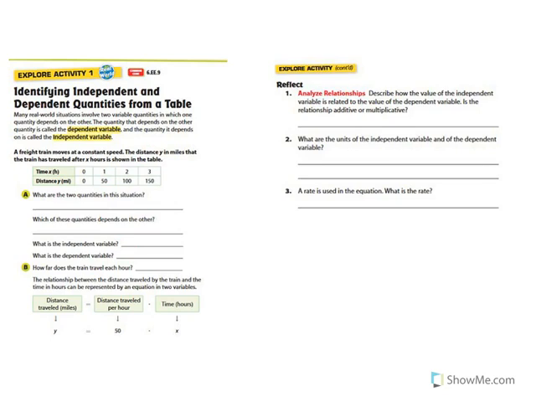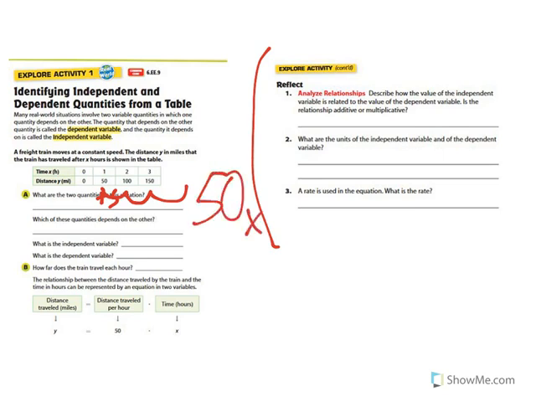All right, so let's take a look at the reflect part. How does the value of the independent variable relate to the dependent variable? Is the relationship additive or multiplicative? If you're adding, you'll see that in a second. In an example that we have, if you add like the number 5 to each, that would be an additive property. But here, since we're counting by 50s, we're adding 50 to each, and that is like timesing by 50. So that would be 50x is the rate.